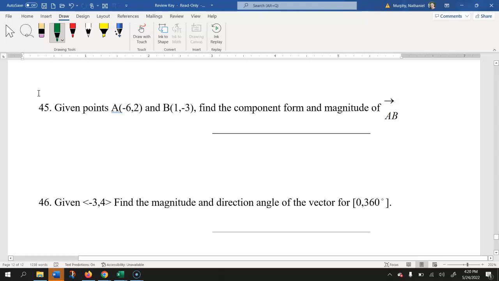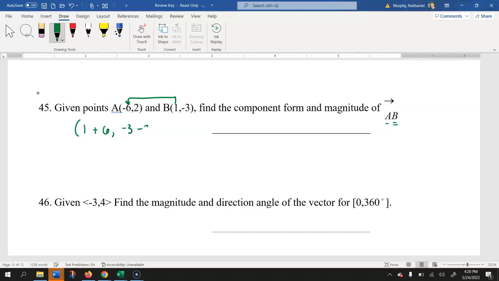45, they give us 2 coordinates. We just need to find the component form and magnitude of the vector. So remember, to find the component form, since we're ending at B and we're starting at A, we're going to take the B values minus the A values. So we did end up with 1 minus negative 6, which becomes 1 plus 6. Then we'd have negative 3 minus 2. So when you simplify that, 1 plus 6 is 7, negative 3 minus 2 is negative 5.